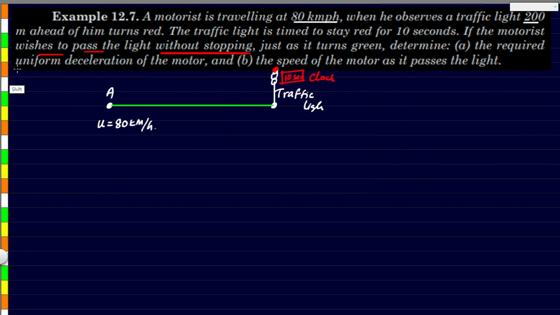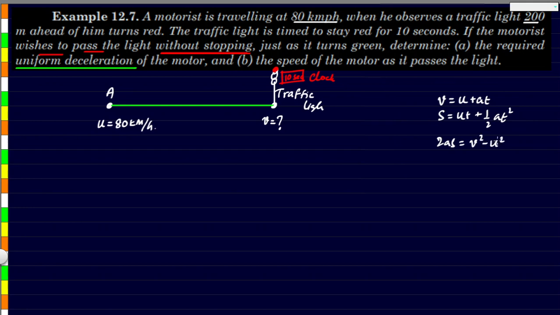So you need to find out the uniform deceleration with which he has to move in between this distance, and the final velocity that he needs to have when he exactly reaches the traffic light. So this is a very simple problem, only one case is involved, and so we could use these equations: v equal to u plus at, or s equal to ut plus half at square, or the third one, that is 2as equals v square minus u square. So any one of these equations we could use.